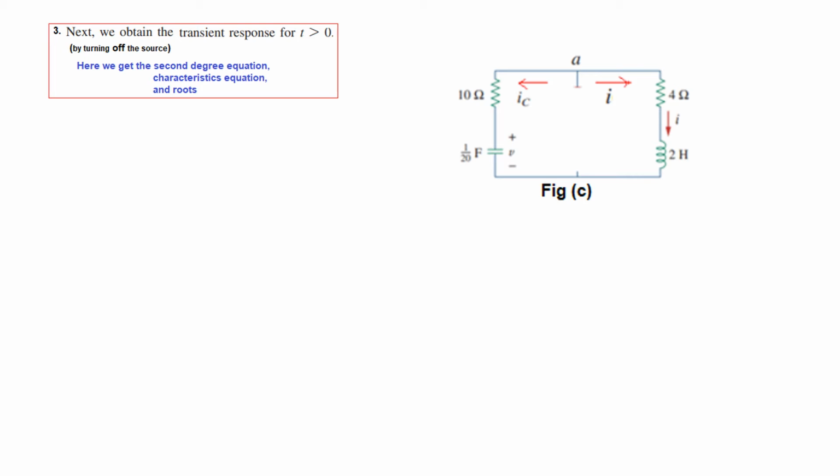Okay. Now the third step is we obtain the transient response for the circuit by turning off the source. So this is important. In case of a general second order circuit, we have to turn off the source. The current source is turned off by removing it, by open circuiting it. So we have done that, and now we have to get the second degree equation, then the characteristic equation, and roots from that.